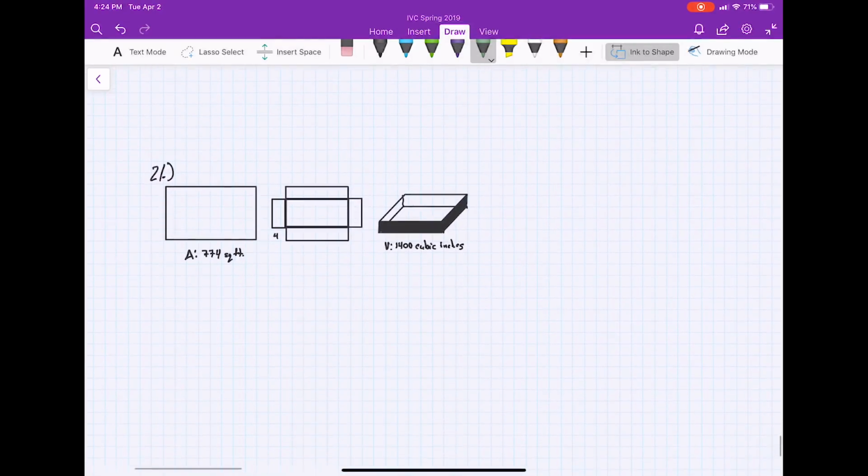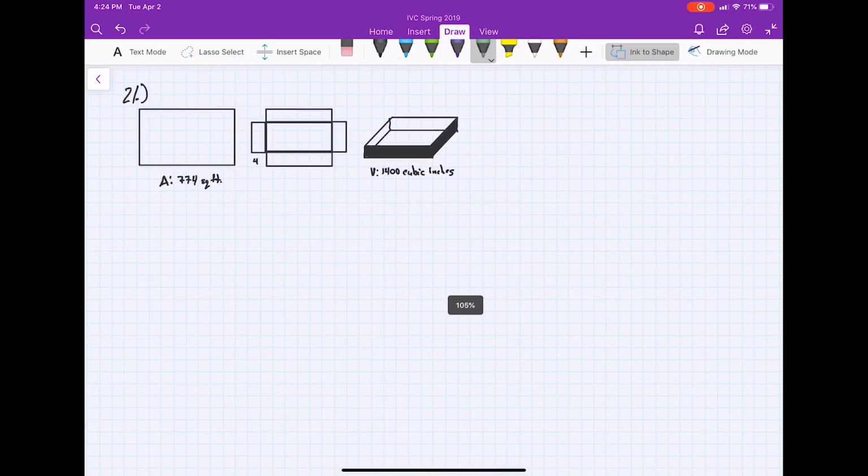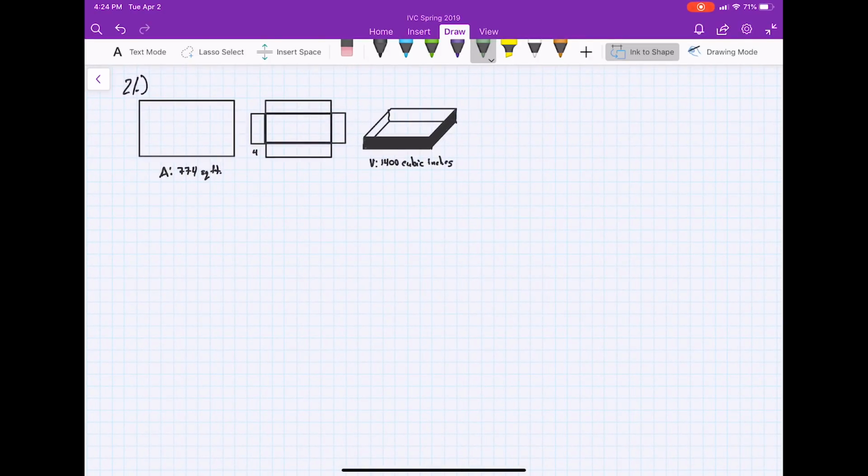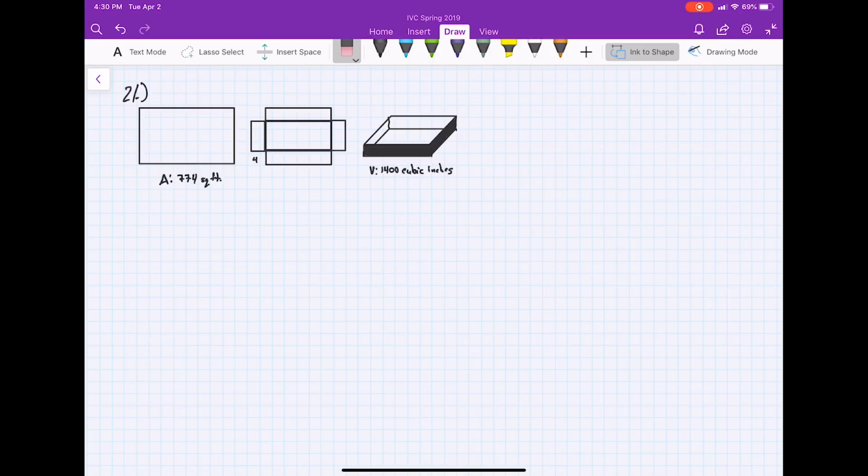Now we'll move on to number 21. And 21 says the area of a rectangular piece of cardboard shown is 774 square inches. The cardboard is used to make an open box by cutting a 4-inch square from each corner and turning up the sides. If the box is to have a volume of 1400 cubic inches, find the dimensions of the cardboard that must be used. Whoa, that is a mouthful.